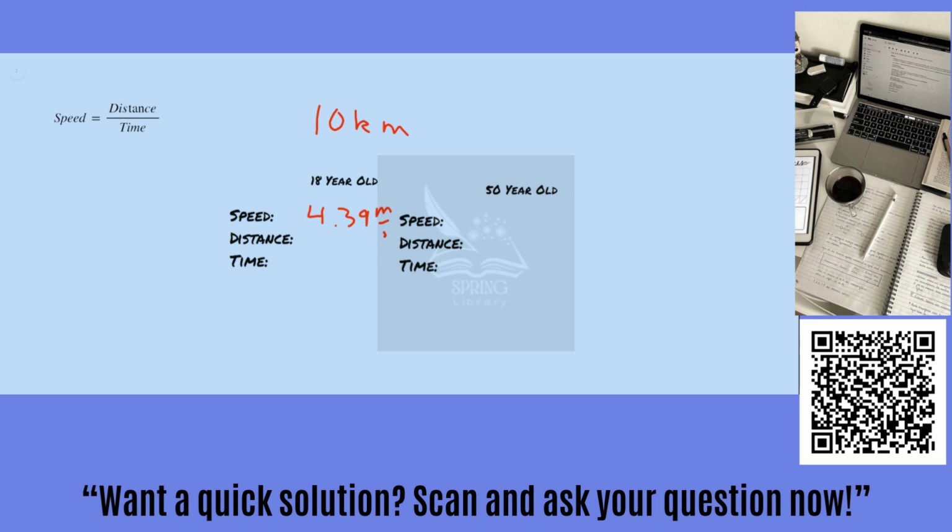Now, the same track is run by a 50-year-old, but he only runs 4.27 meters per second. Now, those two velocities are very close together. They're almost the same thing, honestly, but over a distance of 10 kilometers, the time it takes to run both of those is going to be dramatically different.